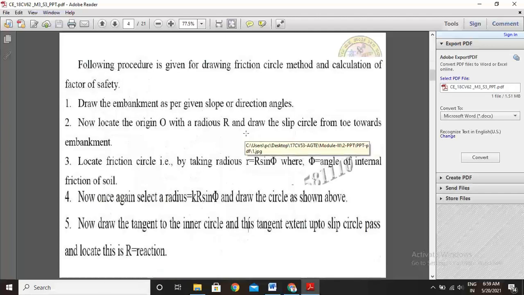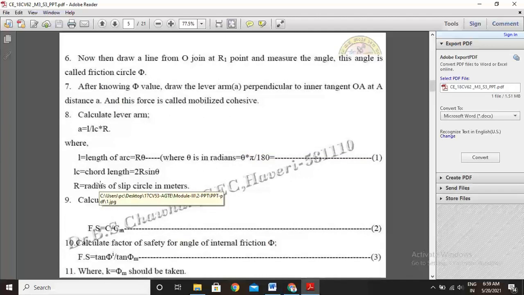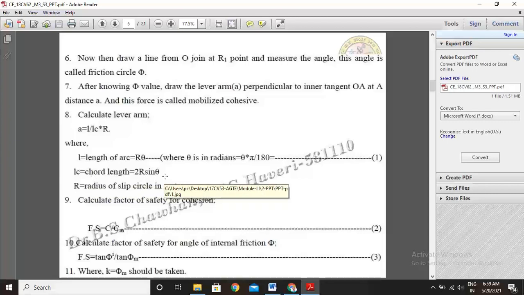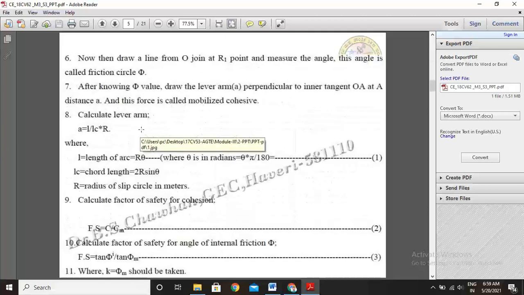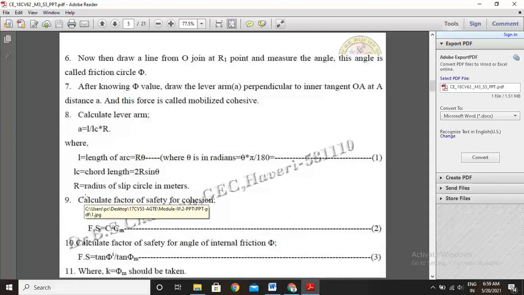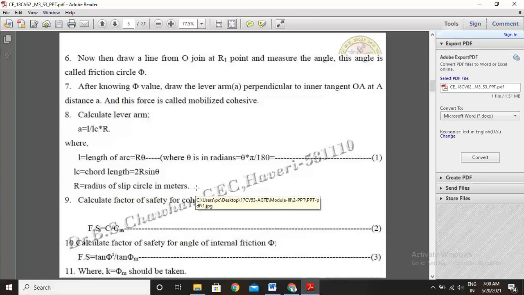Next, we calculate the chord length, that is Lc equal to 2R times sin theta. Here this is the theta value, so you measure this theta value. After calculating the chord length, mention the radius of slip circle in meters. R is the radius of the slip circle in meters.